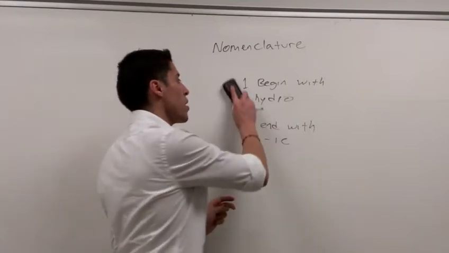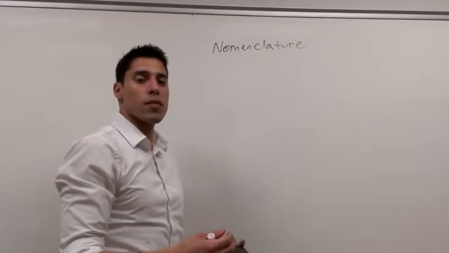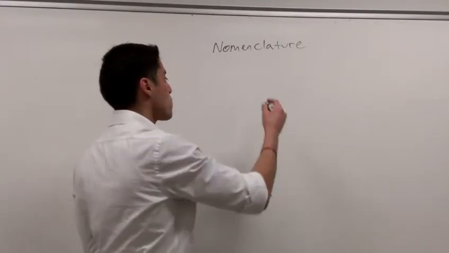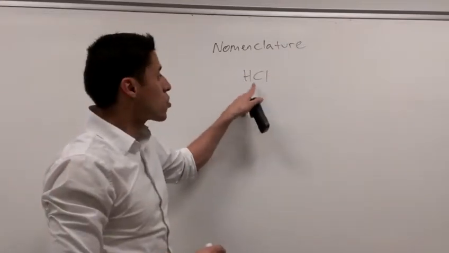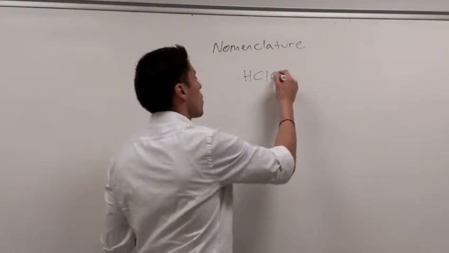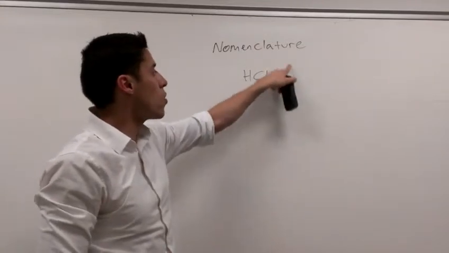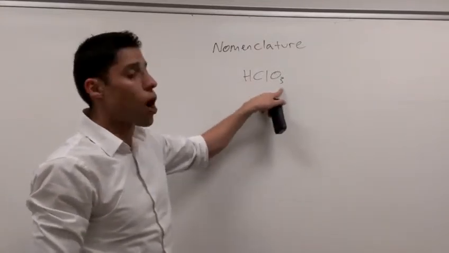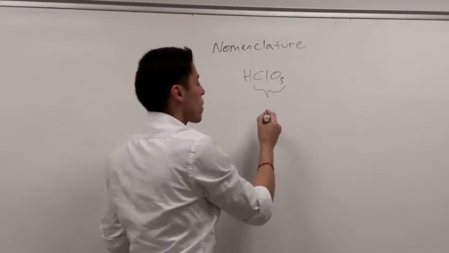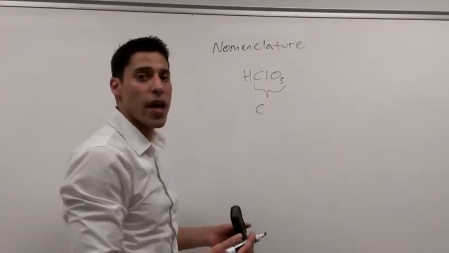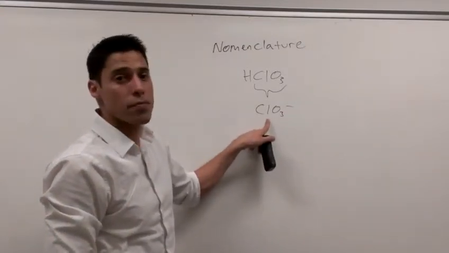So now we're going to move on to naming oxyacids. And that's going to be the acids with oxygen in them. So this was a binary acid, hydrochloric acid. If we add oxygens, this is now what we're going to learn how to name here. These are oxyacids because, if you remember from the previous video, we talked about oxyanions. Chlorate.